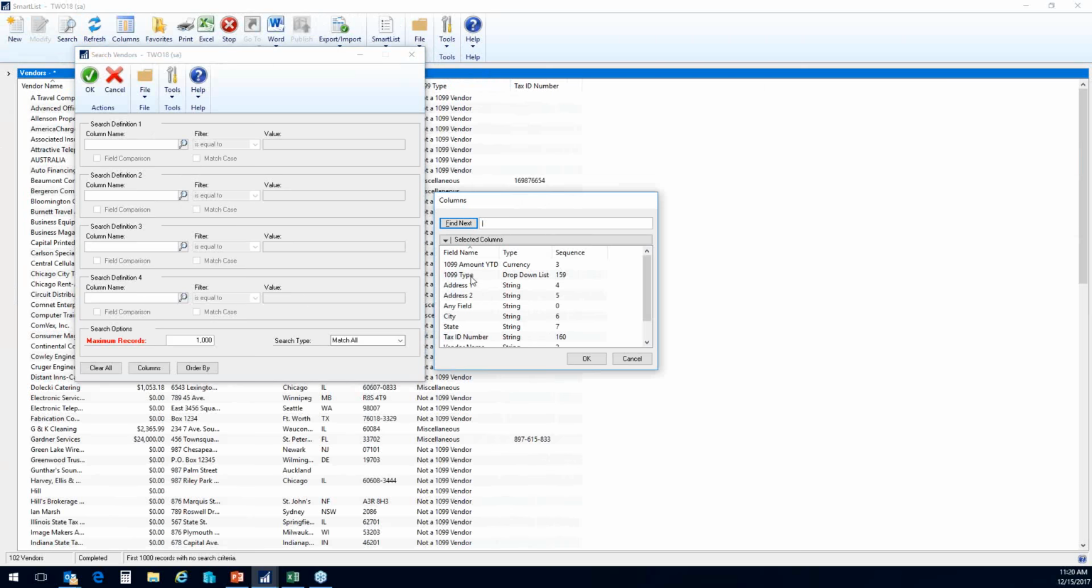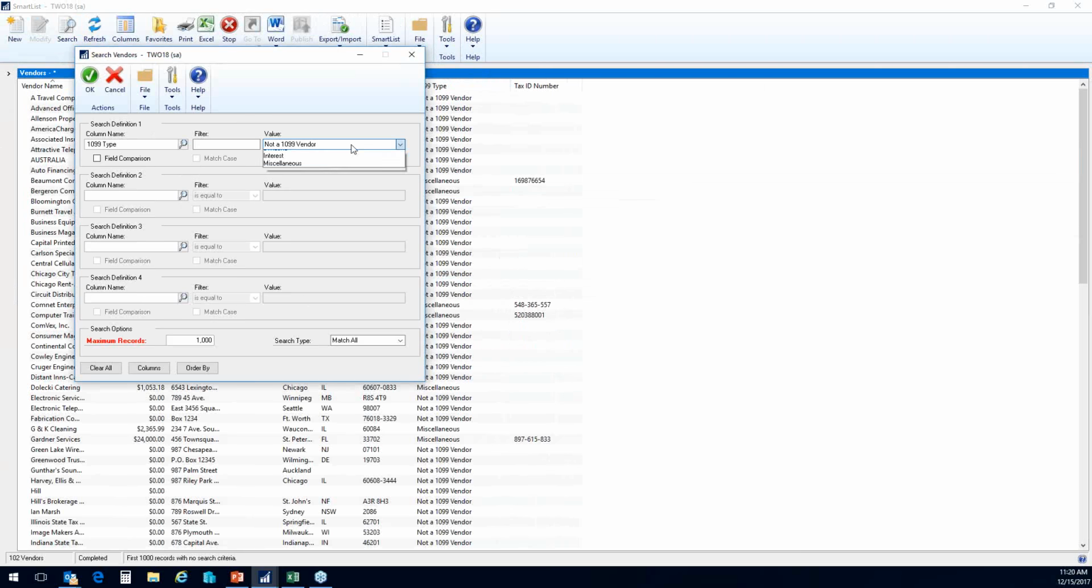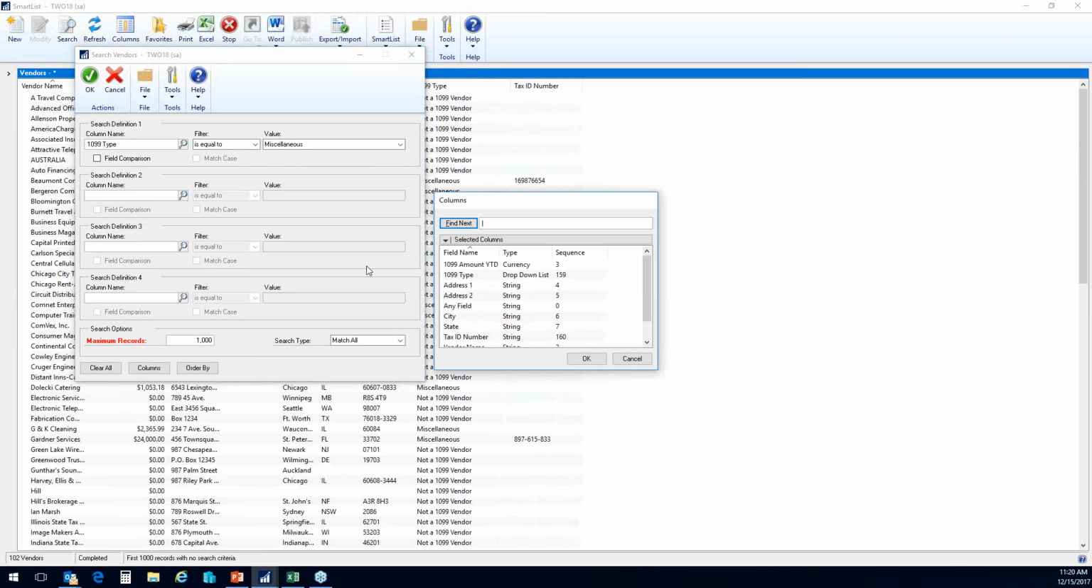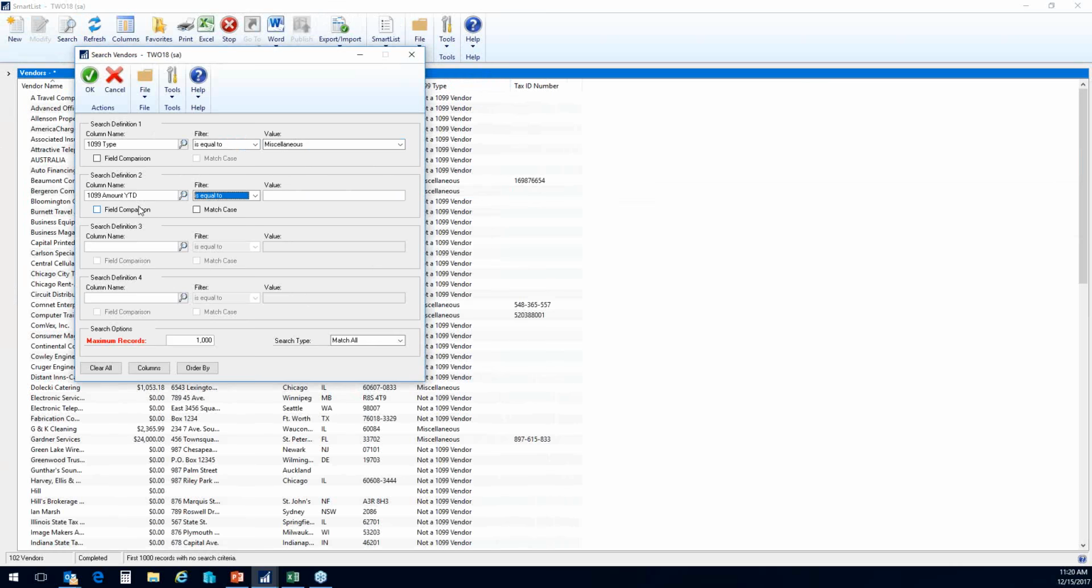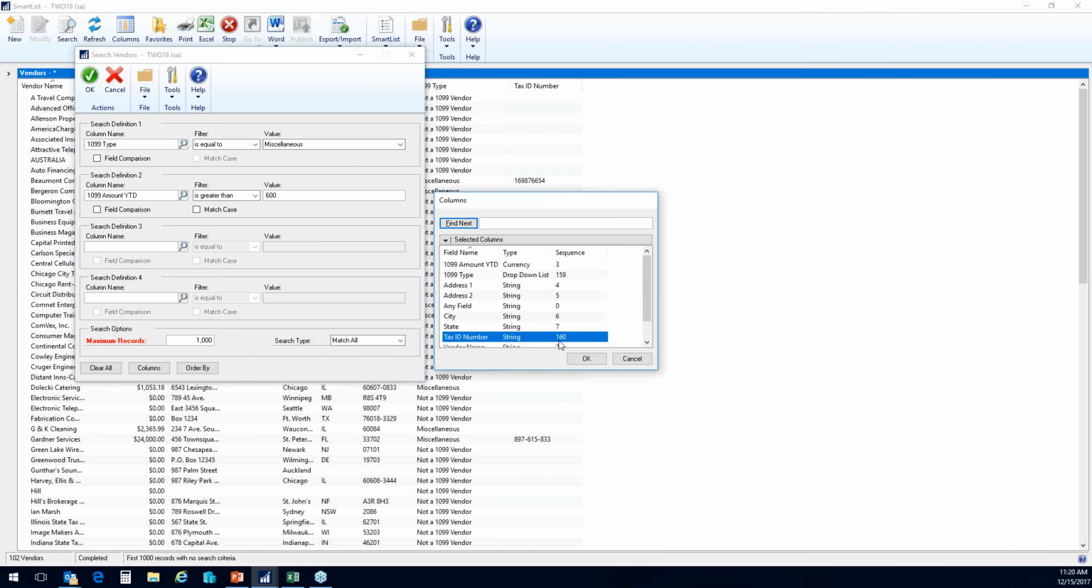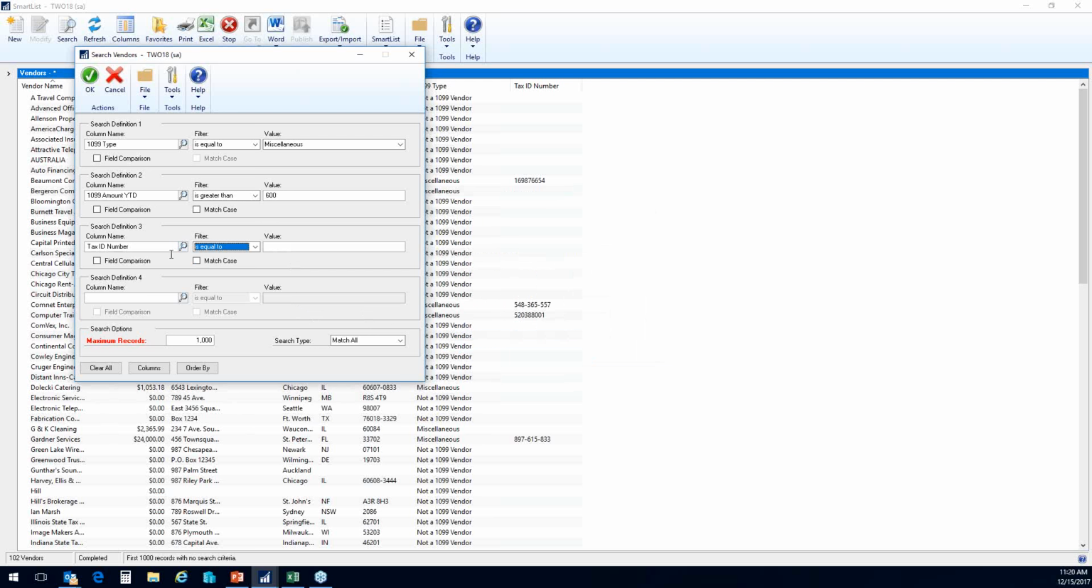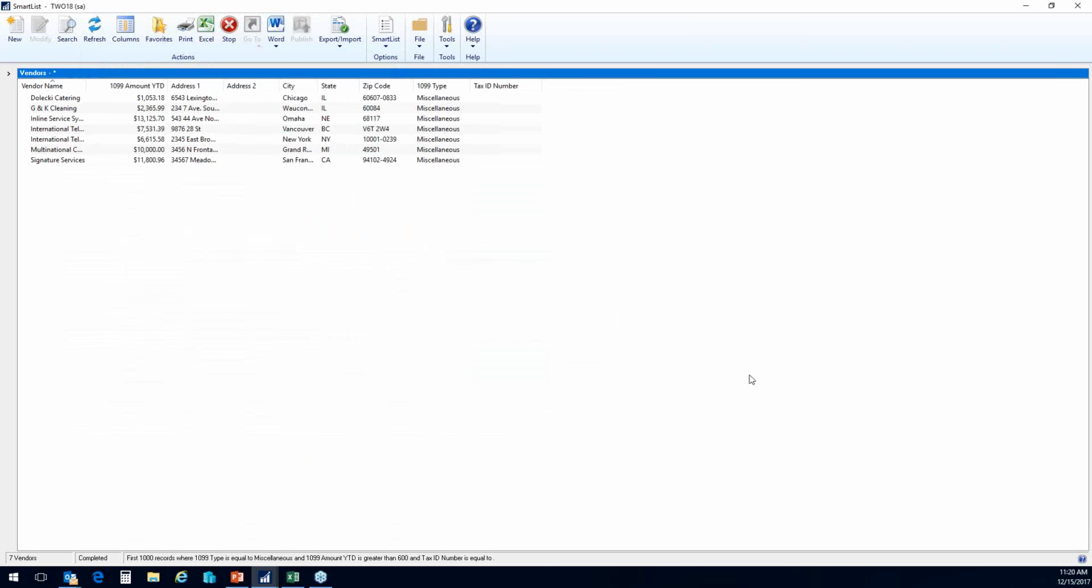So here I'm going to say, if I'm even issuing a 1099, and I'm going to mark that as equal to miscellaneous, then have I paid them enough money to actually send them a 1099? And so we'll say if the dollar amount is greater than the $600 requirement, then my problem is if I don't have the tax ID number is where I'm in trouble. So I'm just going to say if the tax ID number is equal to 0, and then click OK. And so here are some actual problems that are in the system.